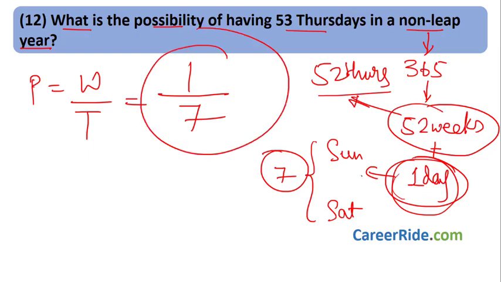Why 1 by 7? Because this one day can be any of those 7 days. So total possibilities are 7. It can be Sunday, Monday, Tuesday, anything. But I want specifically Thursday. So only 1 Thursday is there in every 7 days. So 1 by 7. What I want? Thursday. That is 1. And total possibilities are 7. So 1 by 7. Moving to question number 13.